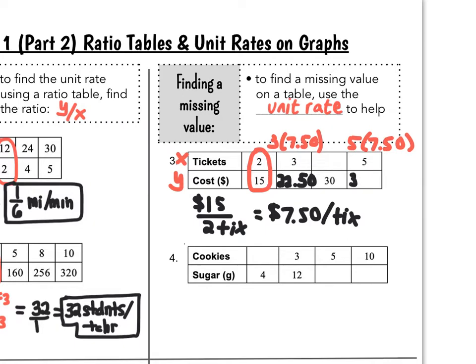So I'm just going to write 37.50. And you don't even need to write the dollar symbol because it's already written there on our table. It's written as dollars. Okay.